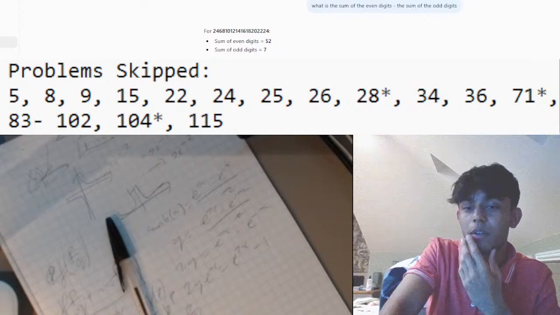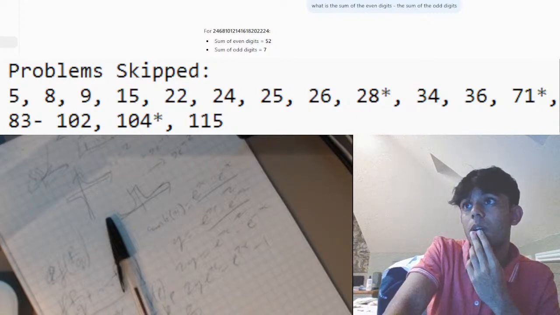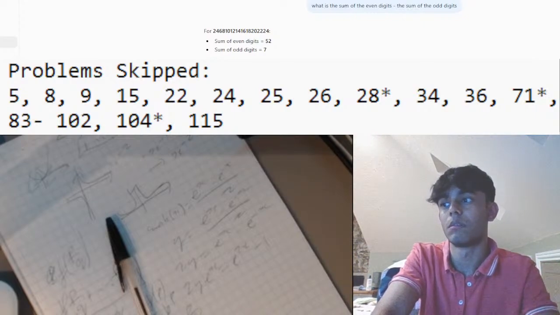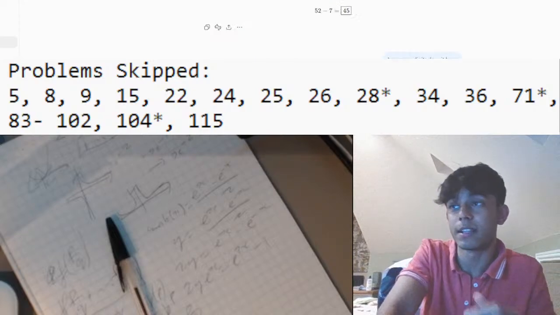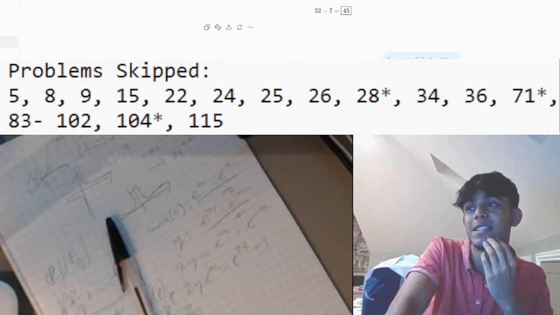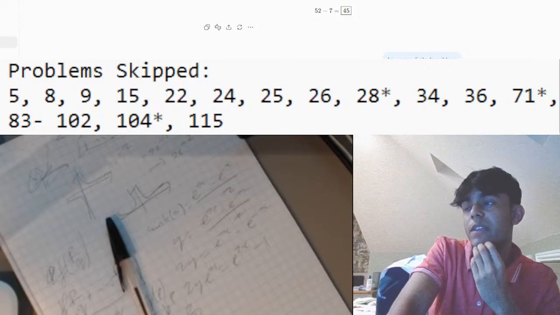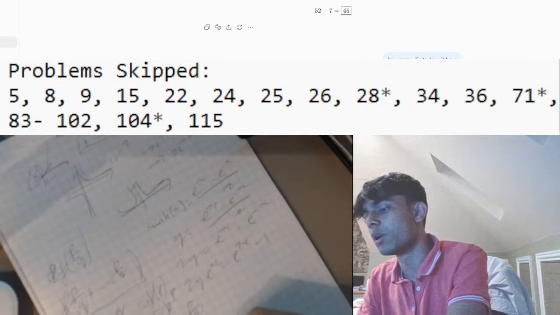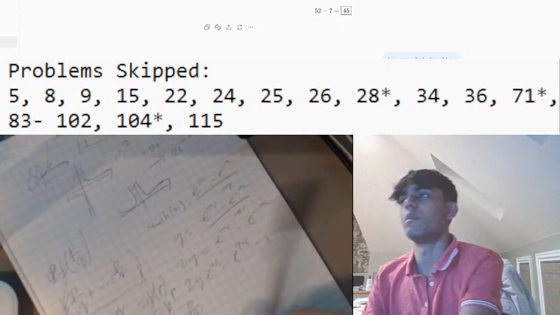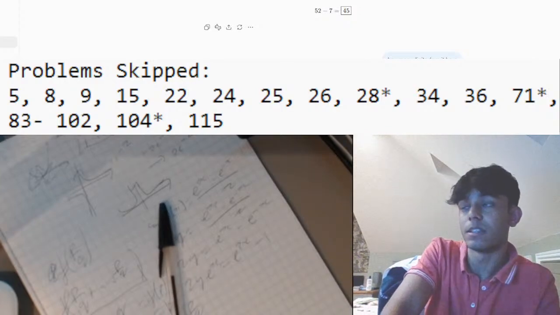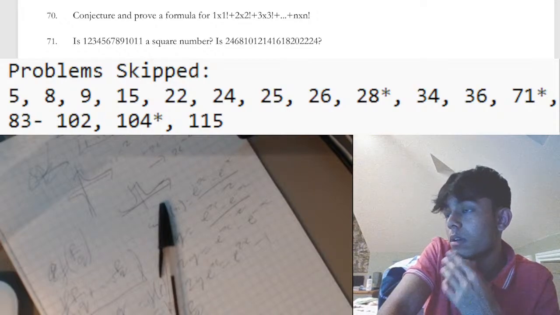It's 45, so again, no multiple of 11. Wait, how many digits does it have? This is a terrible question. It has 20 digits. Okay, so the last one is an even digit, and the sum of the even digits is 52. So the number is 1 mod 11. Squares can be 1 mod 11, fine. Yeah, this is actually a terrible question.